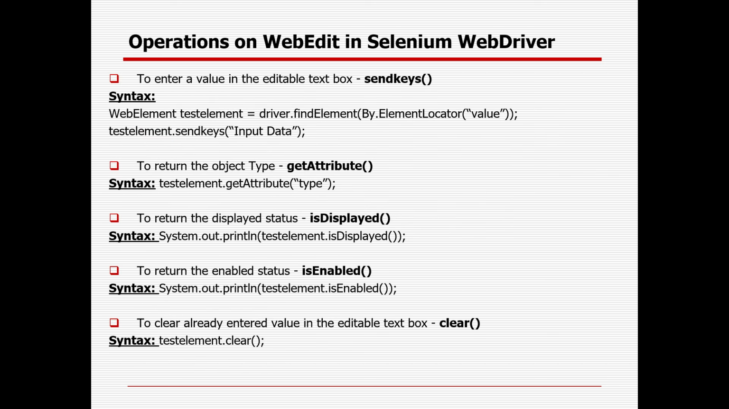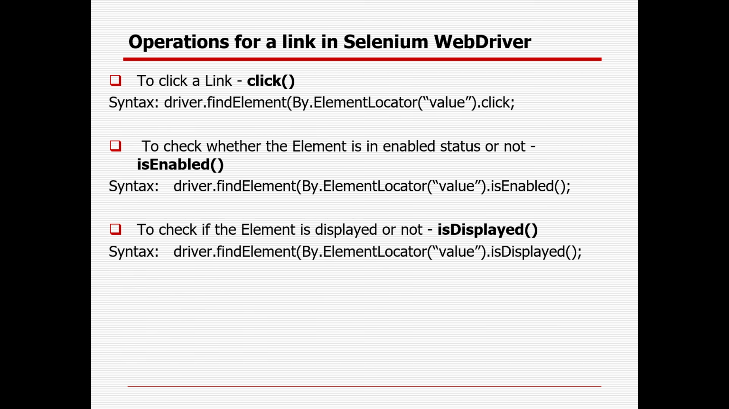In case you want to do some operation with the WebEdit box, you can send keys with some values, check whether it's displayed or enabled, clear the value, and get the attribute as well. In case you want to do some operation on a hyperlink, you can check whether it's displayed or enabled, or click on that option.